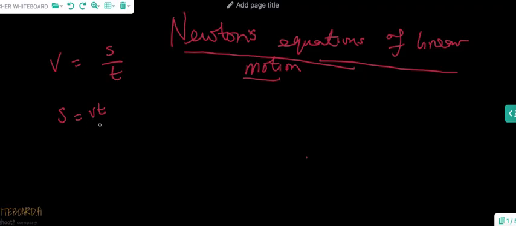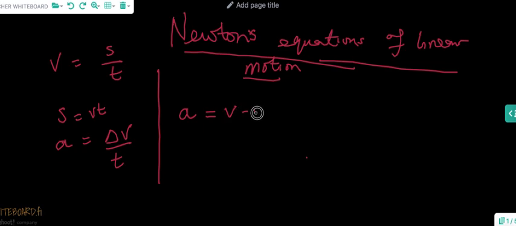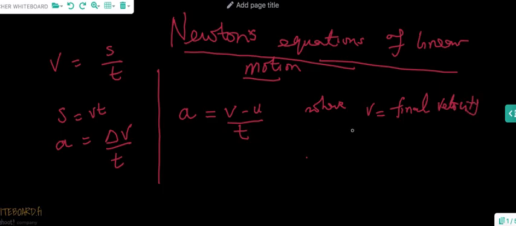At the same time, we also know that acceleration is equal to change in velocity over time. So from here we can say that acceleration is equal to v minus u over t, where v is the final velocity, and u is called the initial velocity.